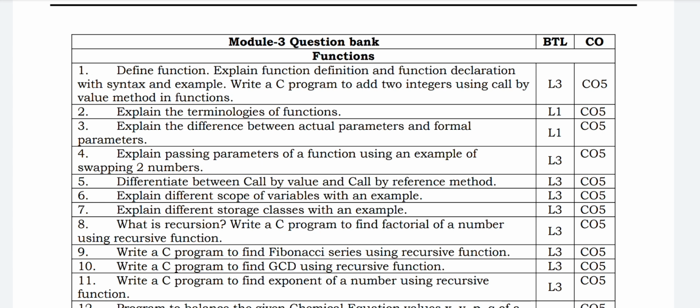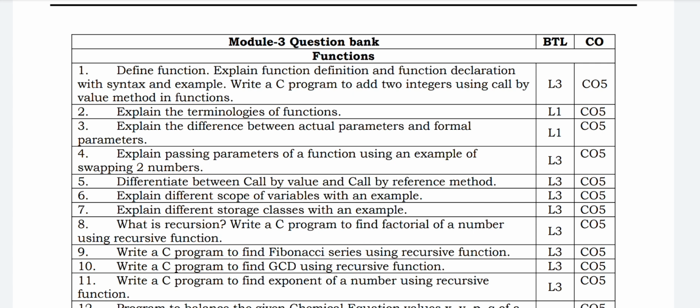Fifth question, difference between call by value and call by reference method. Sixth question, explain different scope of variables with examples. Seventh question, explain the different storage classes with an example. Eighth question, what is recursion? Write a C program to find factorial of a number using a recursive function.